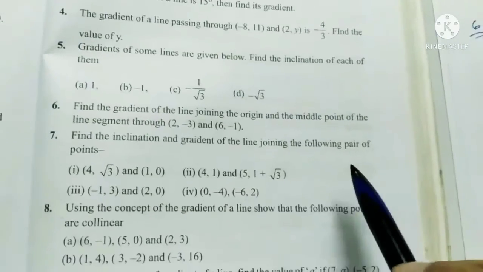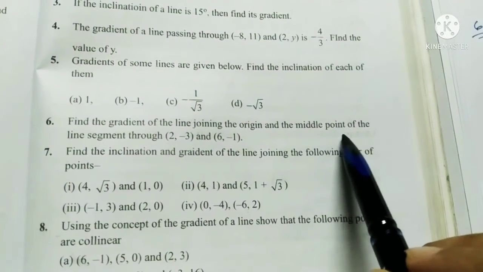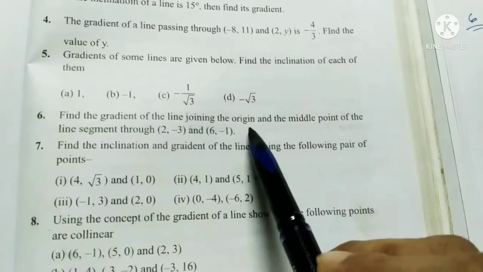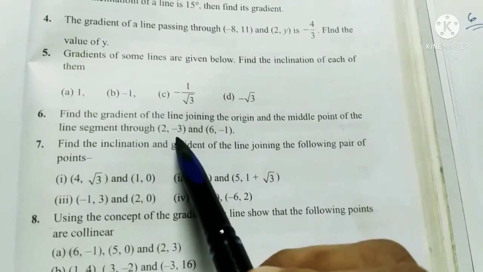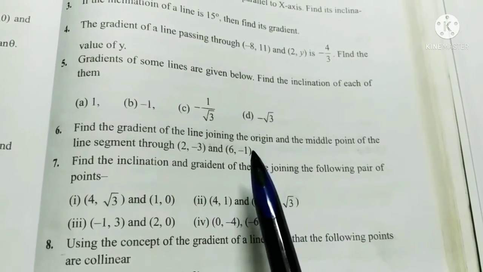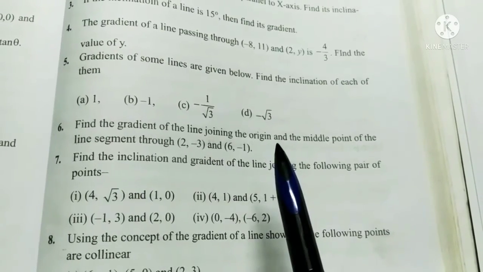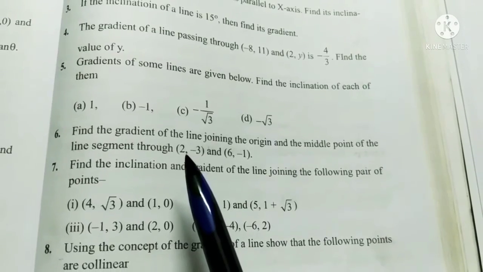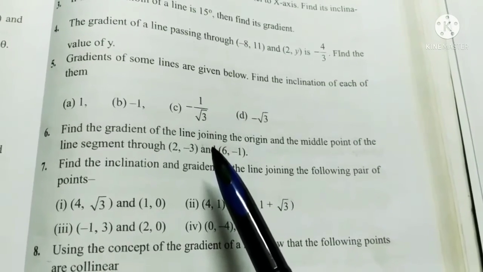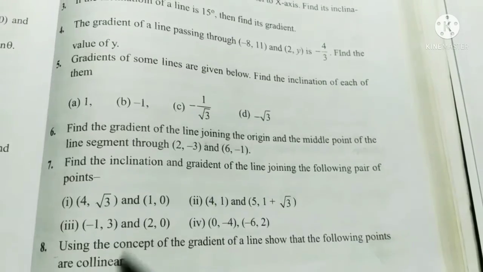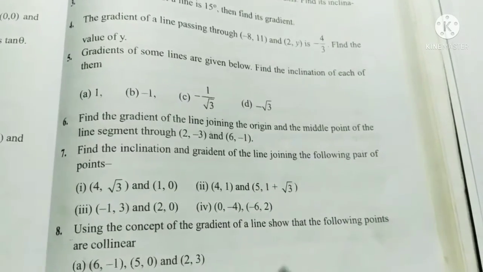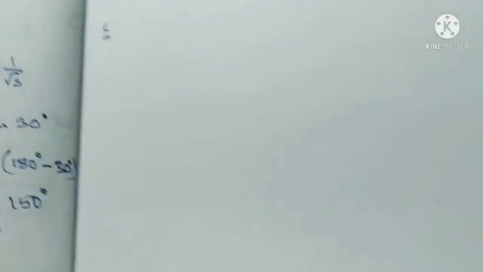Number 6. Find the gradient of the line joining the origin and the middle point of the line segment joining this and this. Understand? So these 2 points are there. These 2 points are joined by a line segment, and I take the midpoint of the line segment and the origin. If I join them, I have to find the gradient of that line. So this is your question number 6.